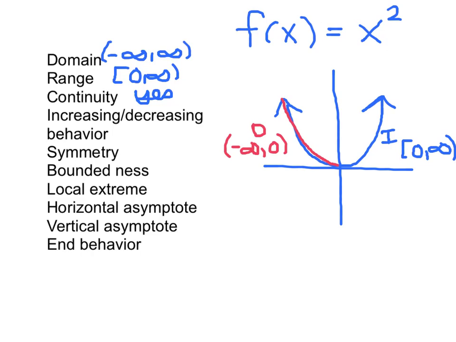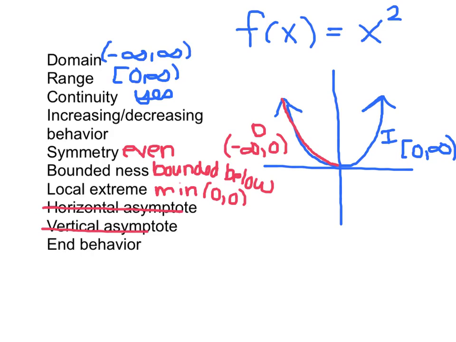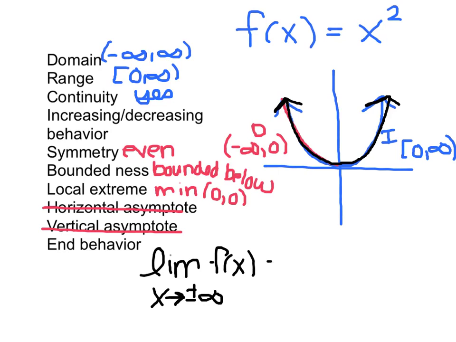This graph is symmetric to the y-axis, so it's an even function. This function is bounded below. It has extremes, minimums or maximums. It has a minimum at 0, 0. This particular function doesn't have a horizontal or a vertical asymptote, but on this function, as we head to the right, it goes up, and as we head to the left, it also goes up. So I would say that the limit as x goes to positive or negative infinity of the function is infinity.